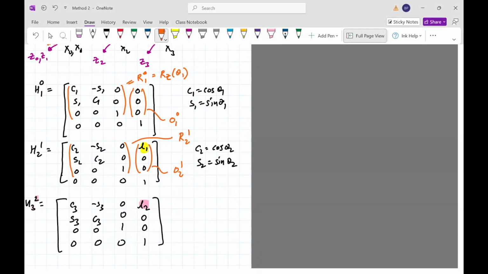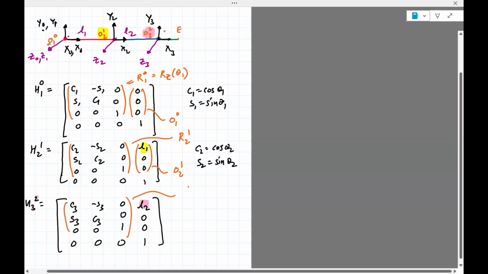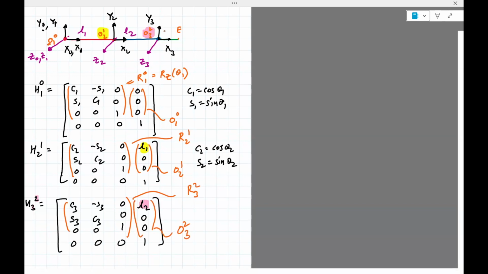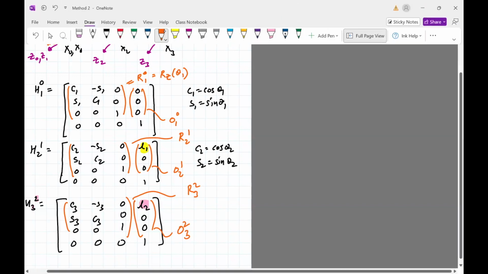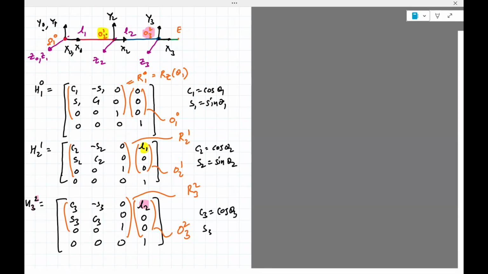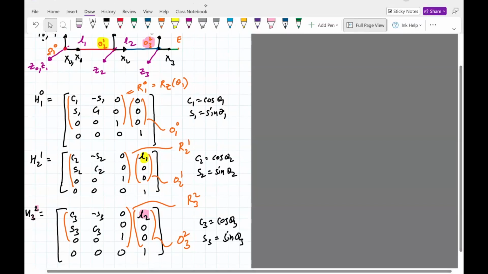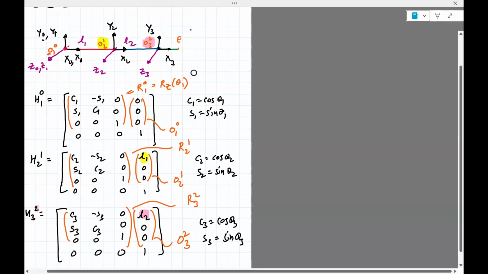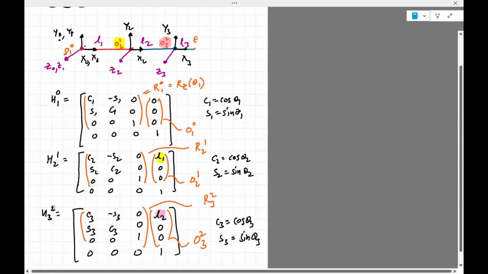So this is R32. This piece is O32. C3 is cosine theta 3. Another length which I wrote down here is L3. So note that L3 doesn't really show up, but it will show up soon. So that's the homogeneous transformation.